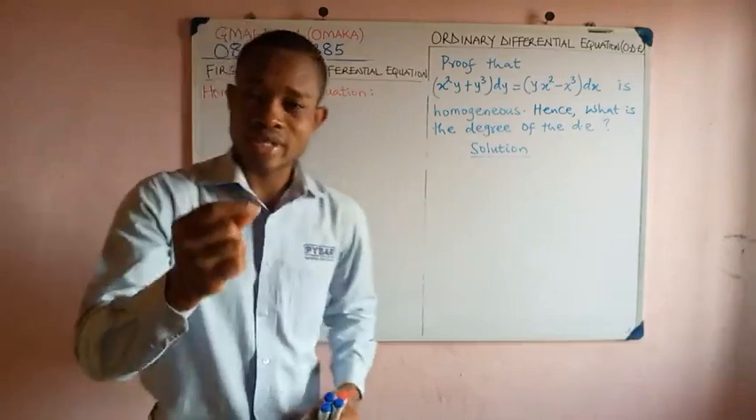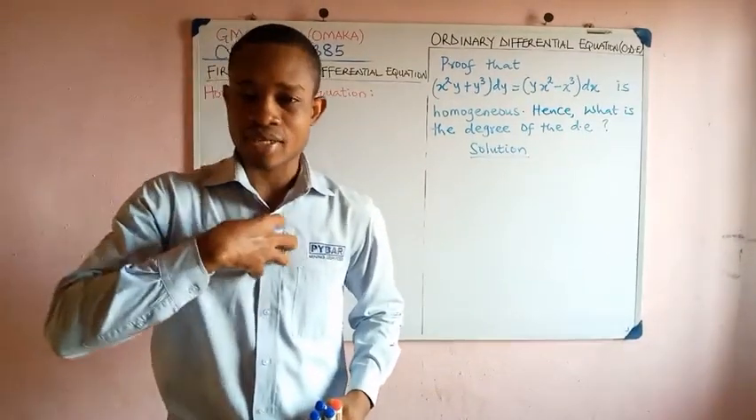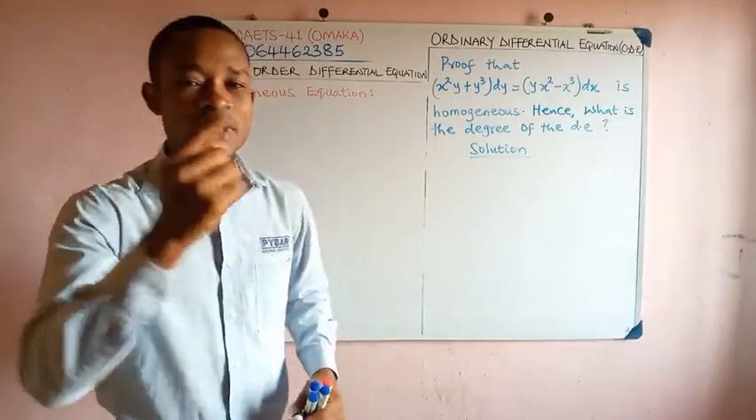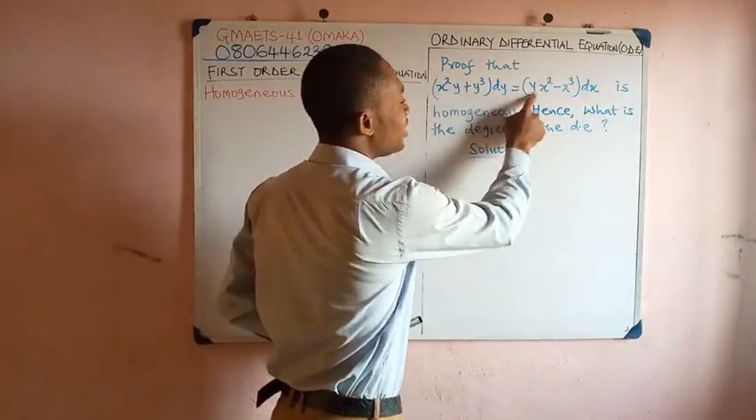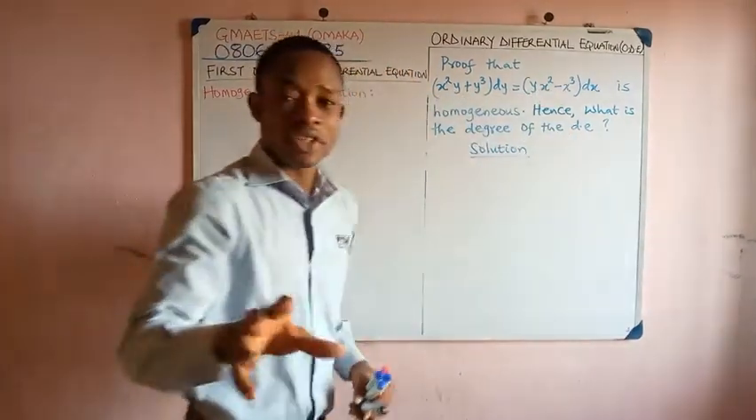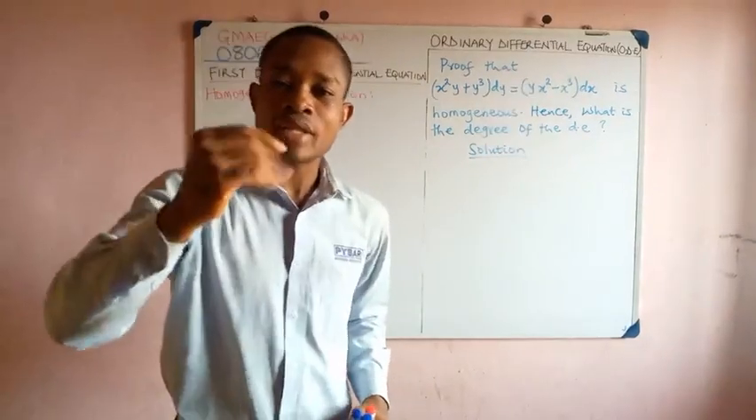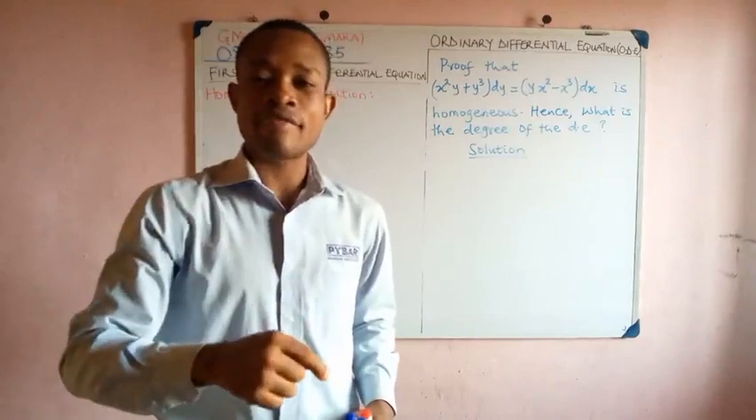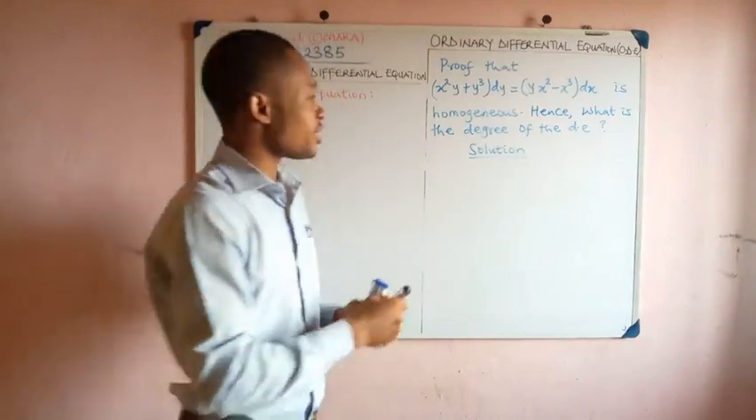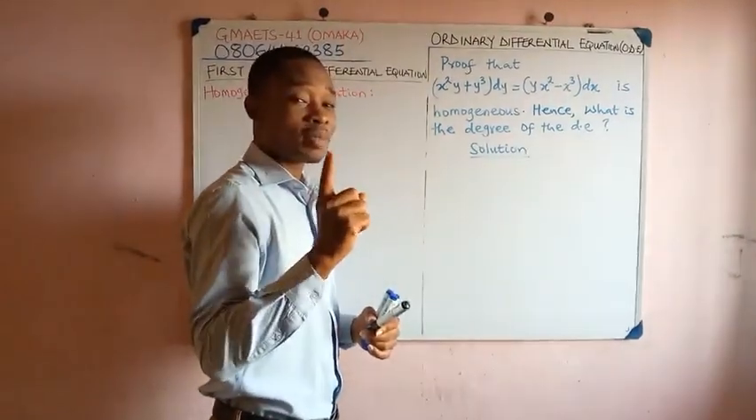What do we do? We're going to select a constant. I will use lambda as a constant, okay? Then make sure that you use the lambda to multiply each of the variables in the given differential equation. Whatever power the variable is bearing, the constant you're using to multiply that variable will also bear that power. So let us do that and see. Selecting lambda as my constant.